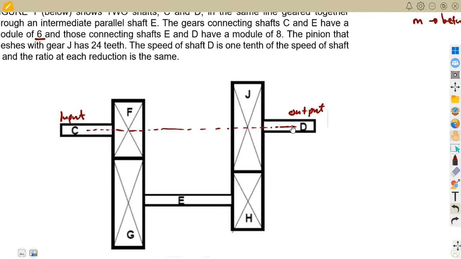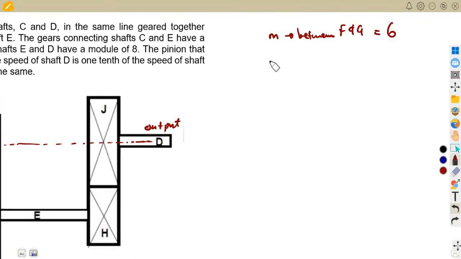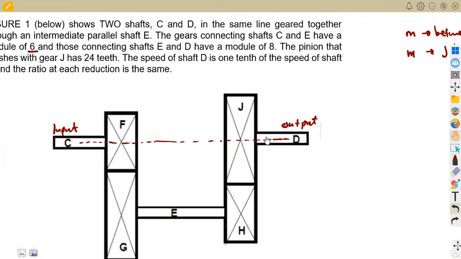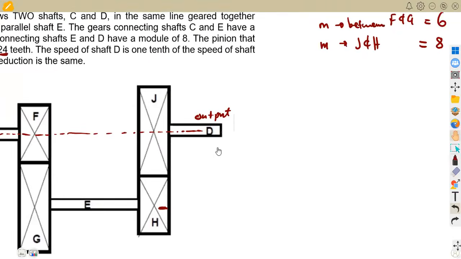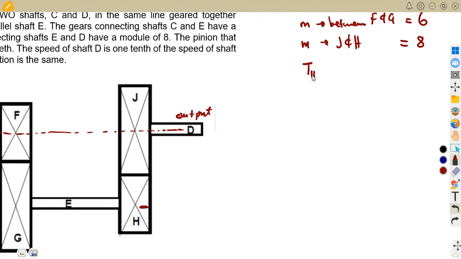Then between E and D, we are considering J and H. The module there is 8. So we are given the module. Now considering J and H, we have a module of 8 in this case. All right. Then the pinion that meshes with gear J, this is our gear J. So which pinion are we talking about? We are referring to H in this case. It has 24 teeth. So we are given the teeth of H, which is 24. So TH is equal to 24, the teeth of H.